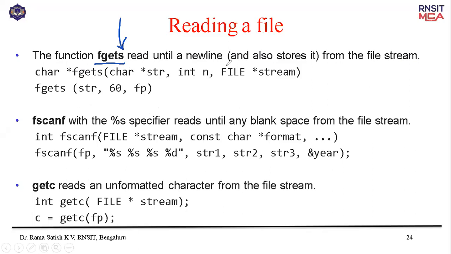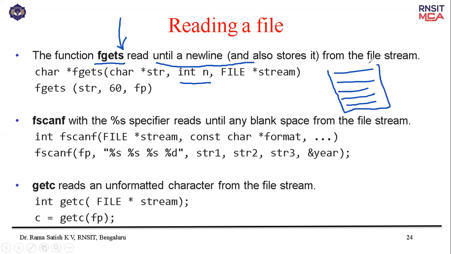And if you don't specify how many characters, what happens? It will read the complete line, until the new line character. Just imagine you have a file like this. This file has 5 lines. Remember, there are 5 lines in this file. So whenever you read it, the first fgets reads the first line completely. Next time, it reads the second line completely, then the third line completely.